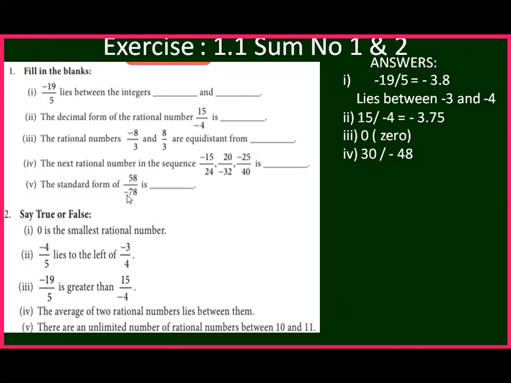So here the denominator has a negative sign. So transfer the sign to the numerator and reduce it to the lowest term. So when you reduce it to the lowest term, you get the answer minus 29 by 39.